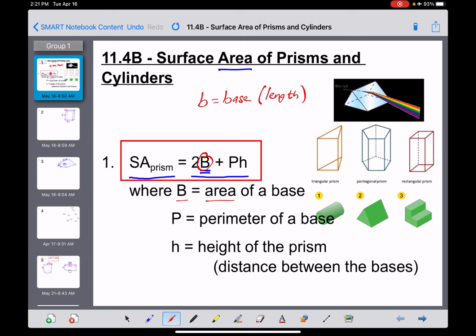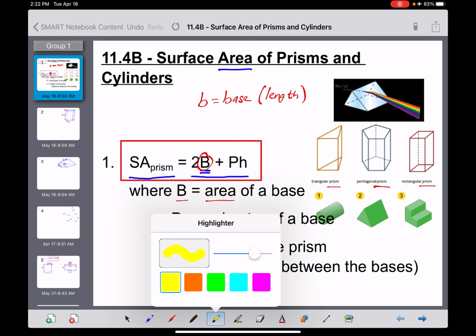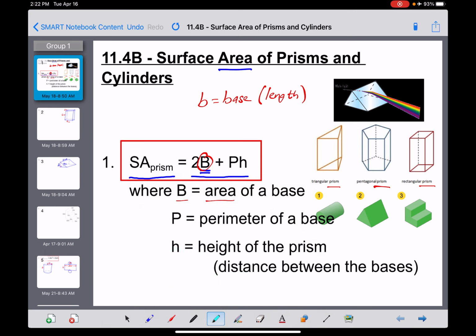So if you go back to your definitions right there from 11.4a, a prism, and I've got 3 examples of them here, is a three-dimensional solid made up of 2 congruent and parallel polygon bases on opposite ends of the figure. So on this pentagonal prism, you've got a pentagon here on the top, that's one base, and a congruent and parallel pentagon on the bottom. That's the other base. You need the area of one of those bases, and that's going to be what capital B is.